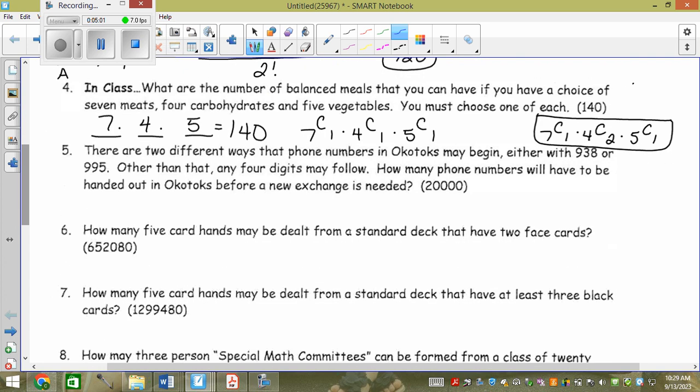Now here, there are two different ways that phone numbers in Okotoks may begin, either 938 or 995. So that is two options for that first spot. And then 4 digits to follow. It can be anything else, 0 to 9. So that's 20,000. If we still only had landlines, we wouldn't have enough numbers.